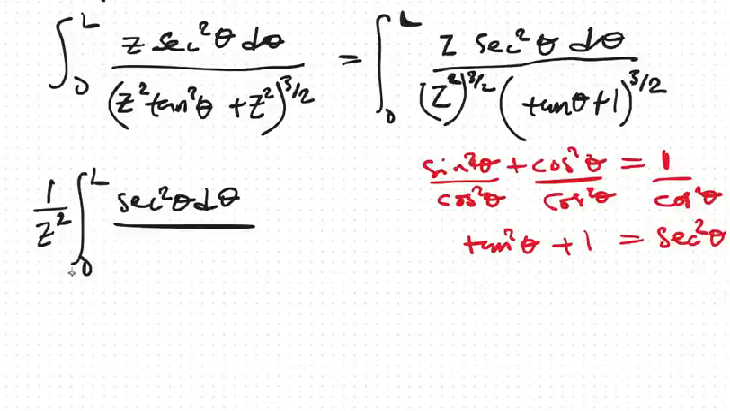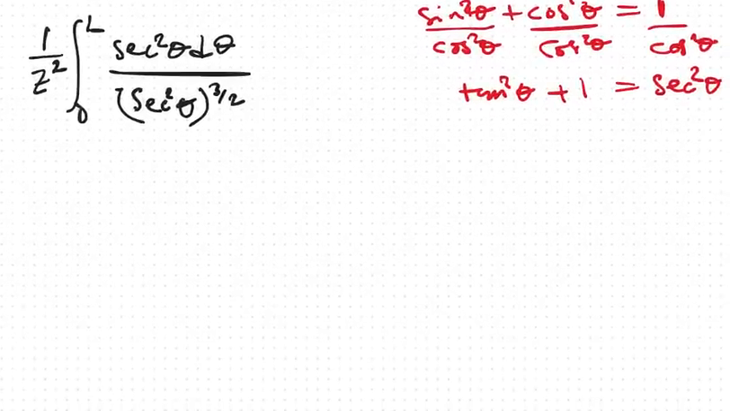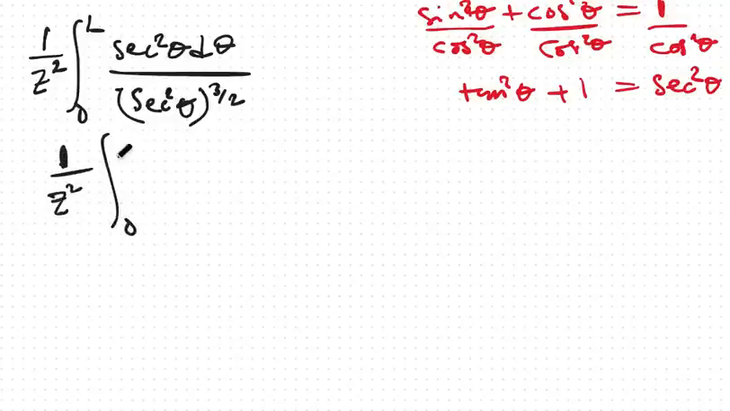this expression. Then we have sec squared theta to the power 3 divided by 2. So we decide to simplify further again before we integrate. So we have 1 divided by z squared, then the integral from 0 to L.